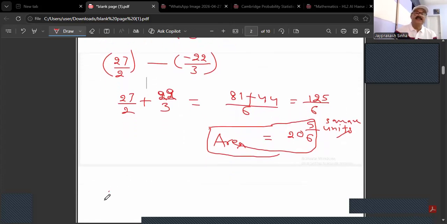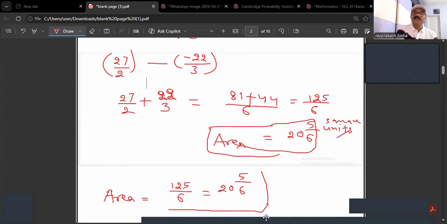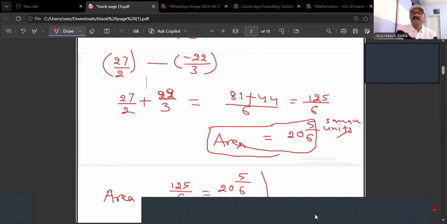So what area we found? Area equal to 125 by 6. Means 25 by 6. Okay. So in the next class, we'll do some other problem. Okay. So this is the application of definite integral. What we found here? We found the area under the curve with the help of definite integral.